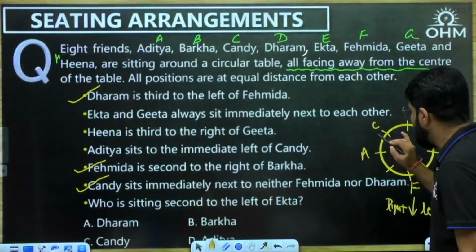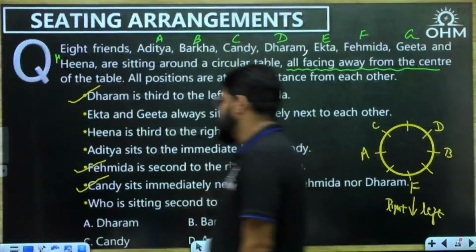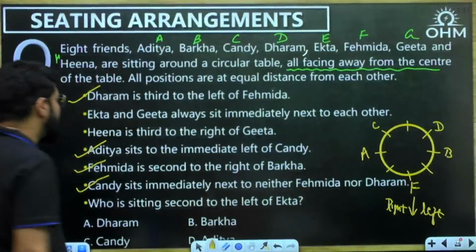So this is Aditya. Okay, left of Candy. Left of Candy. Okay, so this is also done. Aditya is left of Candy.